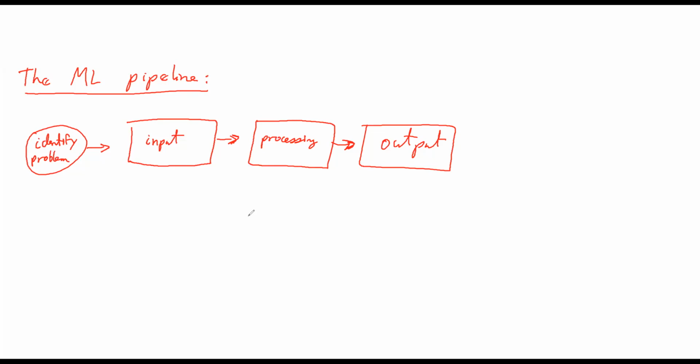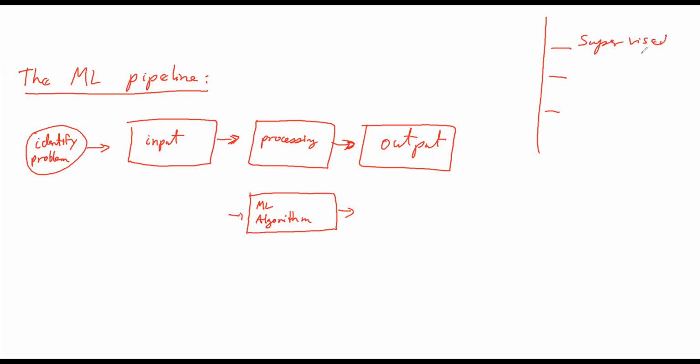Okay, so now, instead of processing, we're going to say the machine learning algorithm. Okay, so you have that. What is the output? Well, the output depends on, if you remember that classification we had on Monday, supervised, unsupervised, and reinforcement learning.